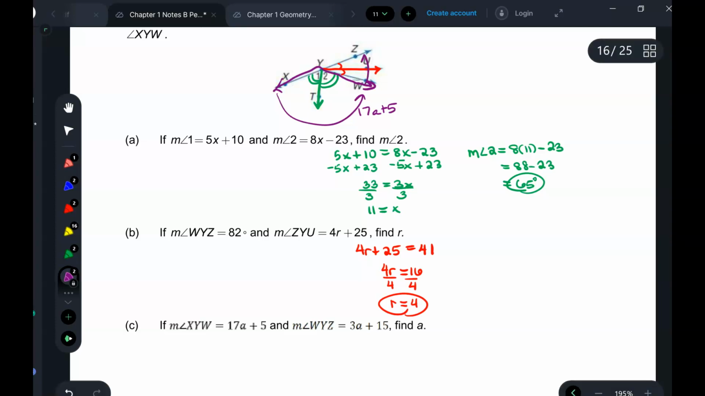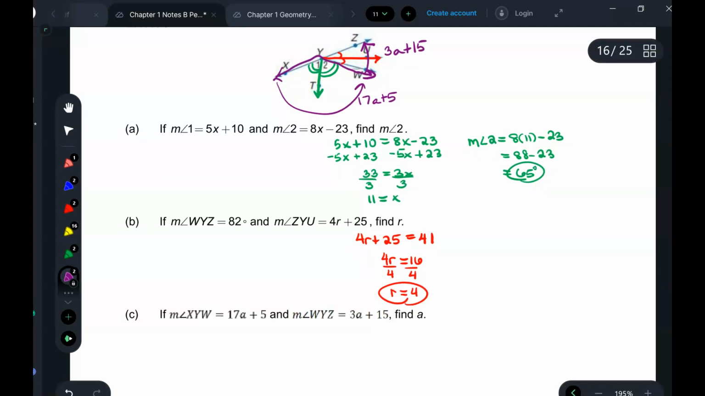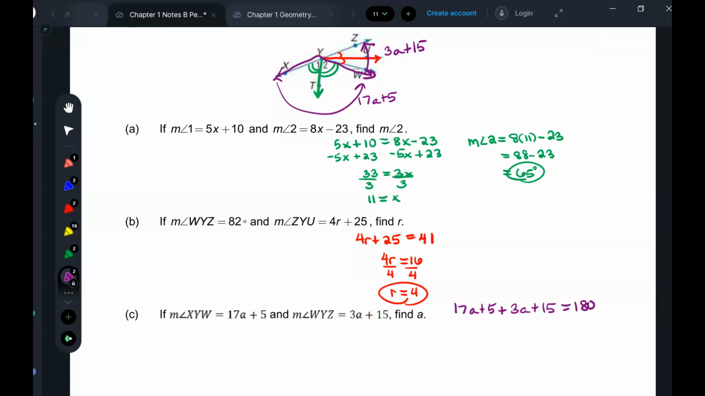So that means from here to here, how is 10 equal 14? Are they equal? No. But what do they have to add up to? 180. Why? Because it's a straight line. So we're going to set 17A plus 5 plus 3A plus 15 equals 180. Okay, now see if you can solve that. And I'll give you the practice quiz and your homework back.